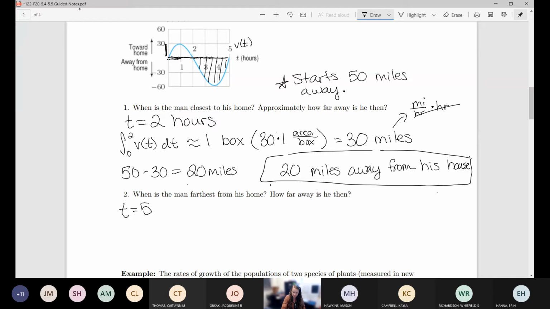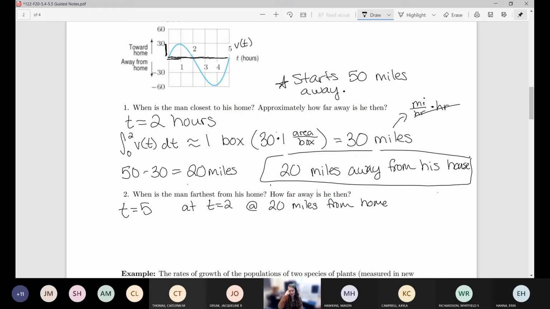It's going to turn out to actually be the answer, but I do want to remind us that technically in terms of questions like this, it could also be the starting point. But let's see where he's at t equals 5. So we already know where he's at t equals 2. So remember, at t equals 2, he's at 20 miles from home.